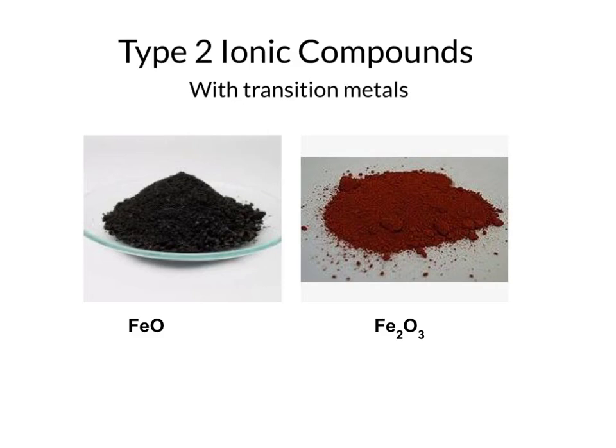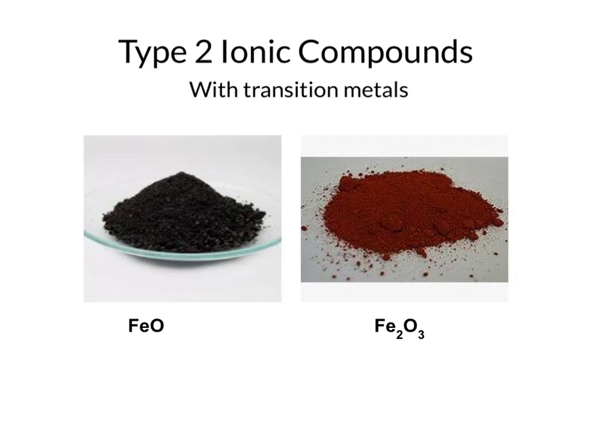Hello everybody. Today we're going to take a look at type 2 ionic compounds. Type 2 ionic compounds come from metals that are in the transition metals family. If you take a look here, we have two different compounds. You can see that they differ in color and texture. The black looking compound is FeO, and the red looking compound is Fe2O3.